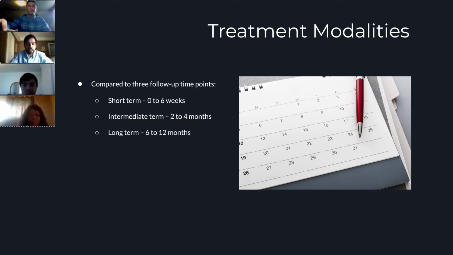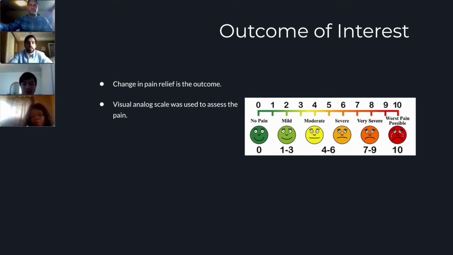Now for the treatment modalities, there were 3 follow-up points, which are the short-term, intermediate term, and long-term, from 0 to 6 weeks, 2 to 4 months, and 6 to 12 months respectively. Next slide. Now, the outcome of interest was a change in pain relief, and there were different scales used in this analysis, but the main validated scale was a visual analog scale, as you can see in the slide, with the happy face to the sad face.